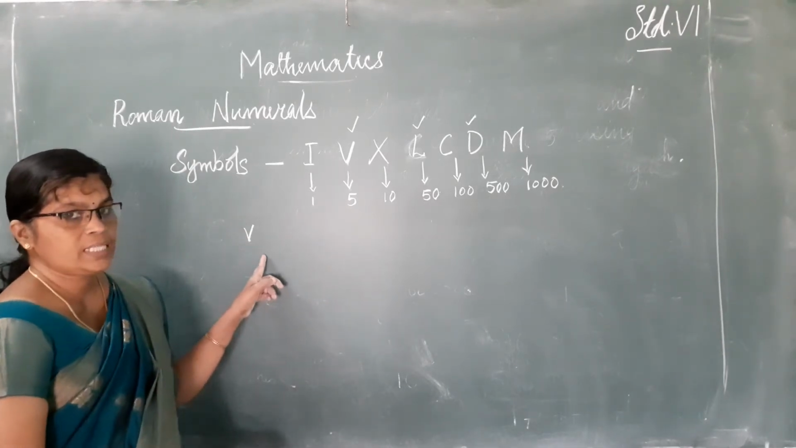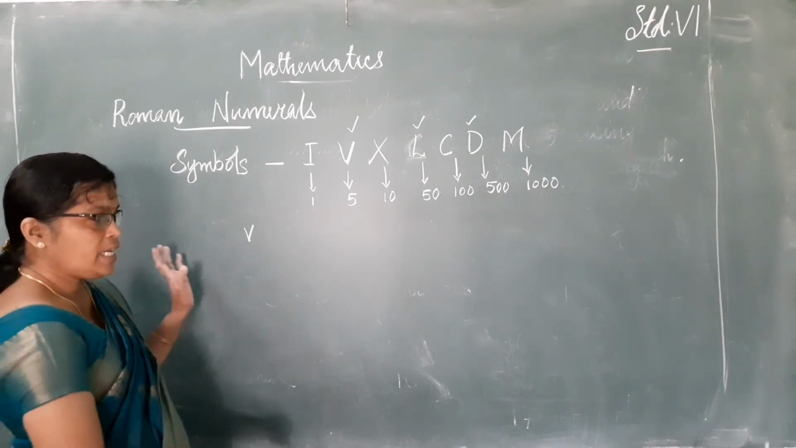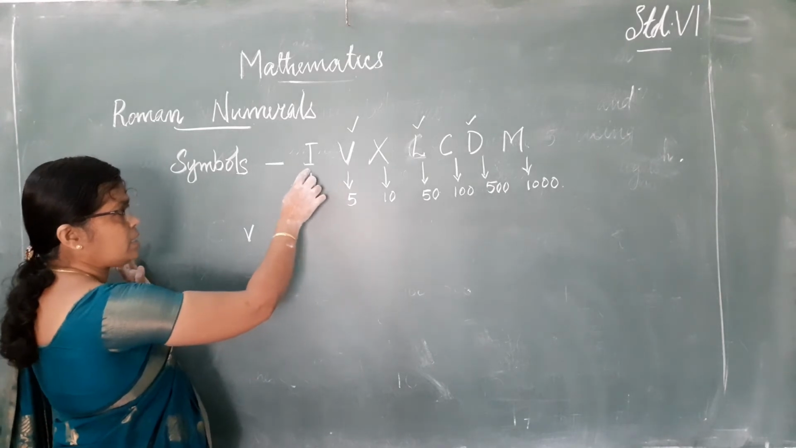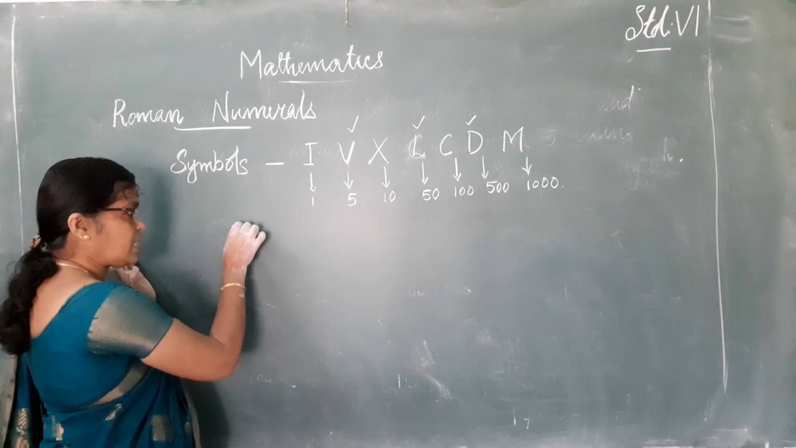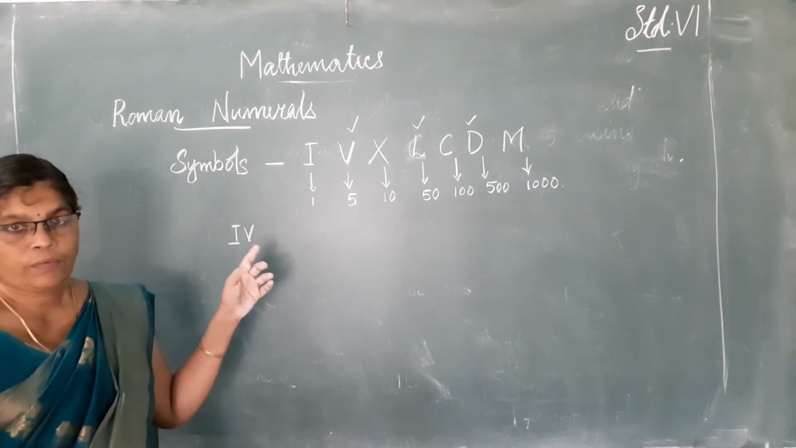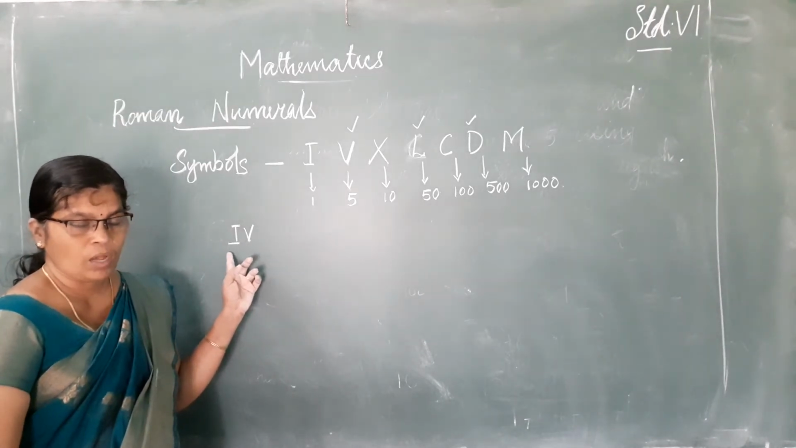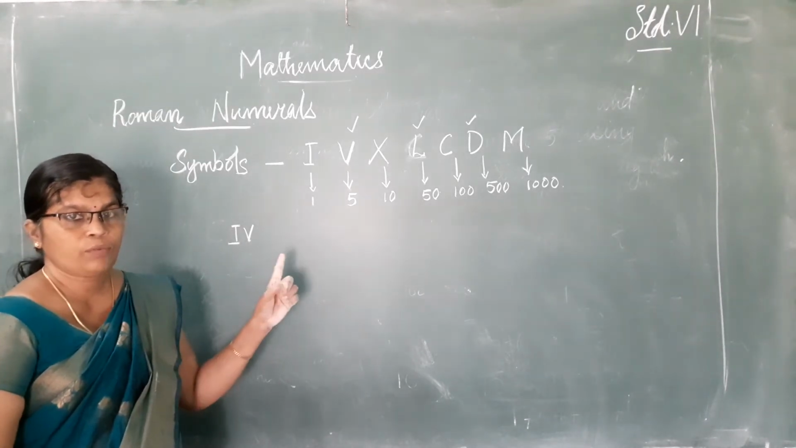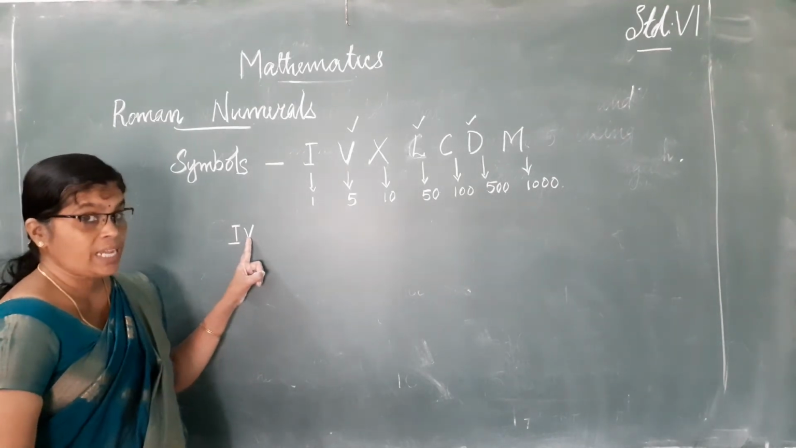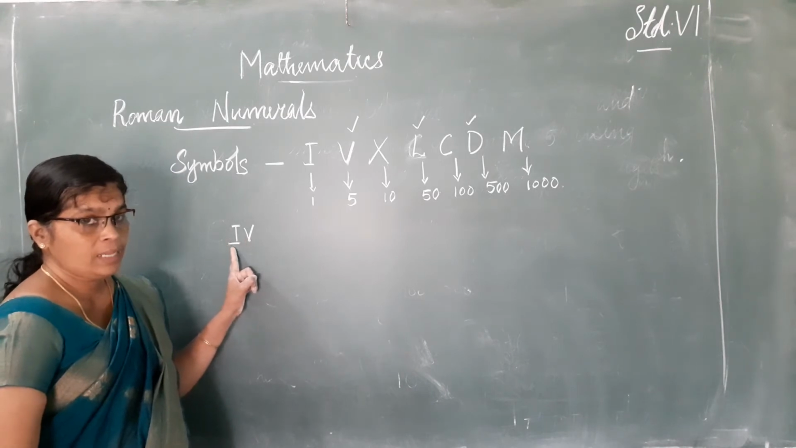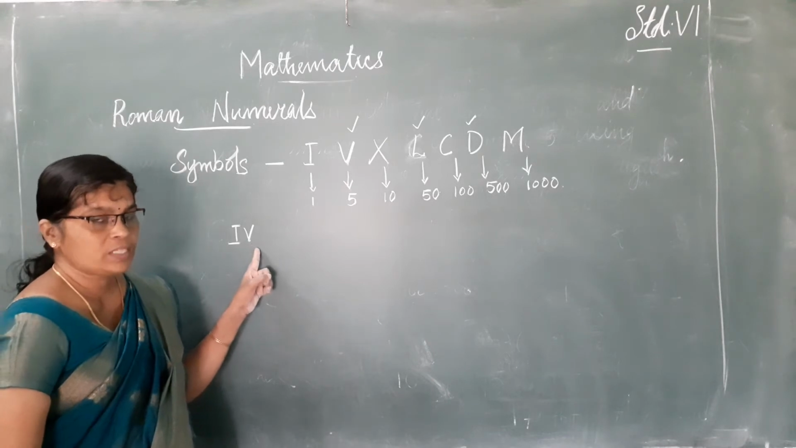This is V, the value of V is 5, isn't it? And a smaller symbol is I. If I is written to the left of V, then V is greater than I, isn't it? Because I has the value 1 and V has the value 5. And if the greater symbol is written to the right of a smaller symbol, the smaller symbol 1 is less than 5.